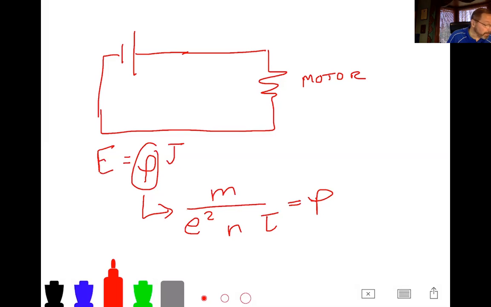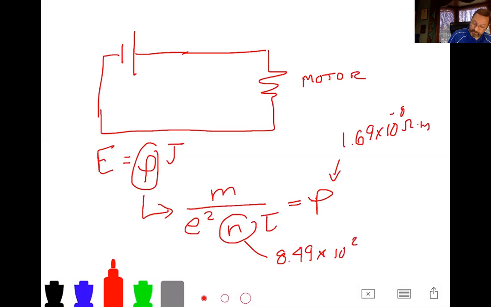Now, in this particular problem, I think you're given the resistivity for copper, right? You're given that that's 1.69 times 10 to the minus 8th ohm meters. Okay. Let's see, what else are you given? You're given N here. You're given that that's 8.49 times 10 to the 28th, and that's electrons per meter cubed. The things I guess you need to look up are mass and the charge on an electron, and what you're tasked with doing, of course, is solving for that time right there.